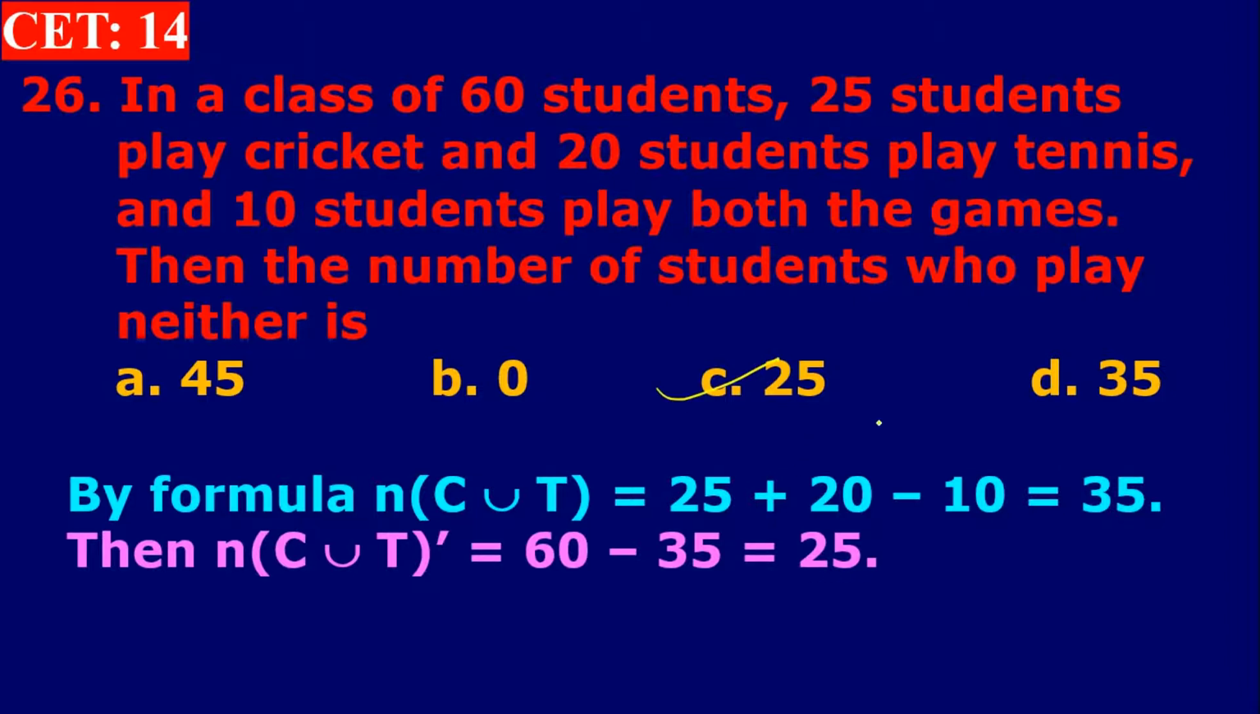Therefore, to solve this we can use a Venn diagram or else we can use the formula. Here the Venn diagram method is easy to calculate the answer. So option C is the correct answer, which is 25. That is, 25 students will not play cricket or tennis.